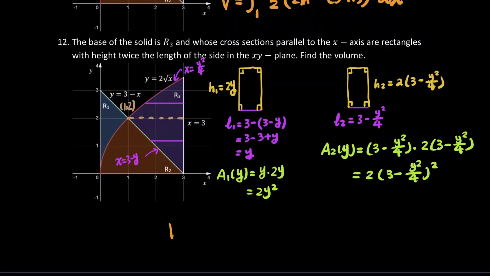And volume, bottom one, goes from 0 to 2. That's area number 1. Plus the top part. And we mentioned before, this intersection here, right, the y coordinate is 2 root 3. And we're sticking in the second area function.